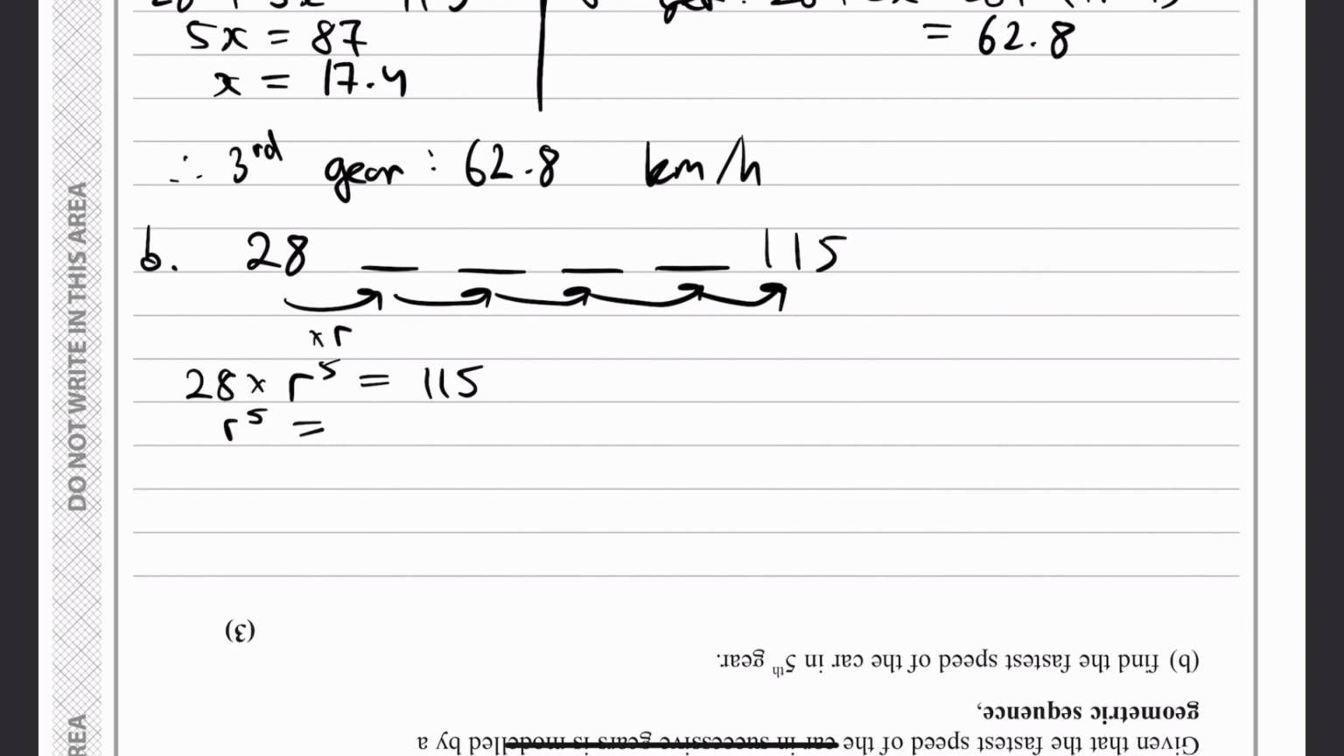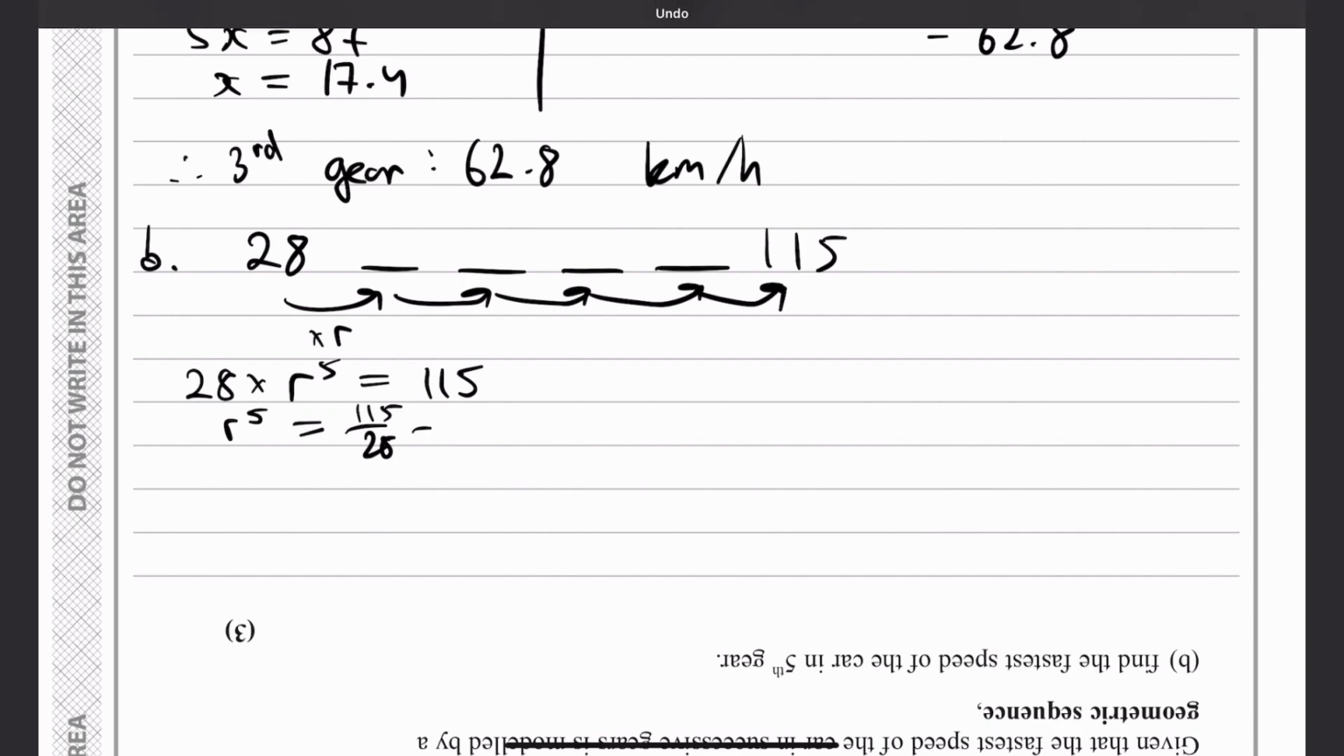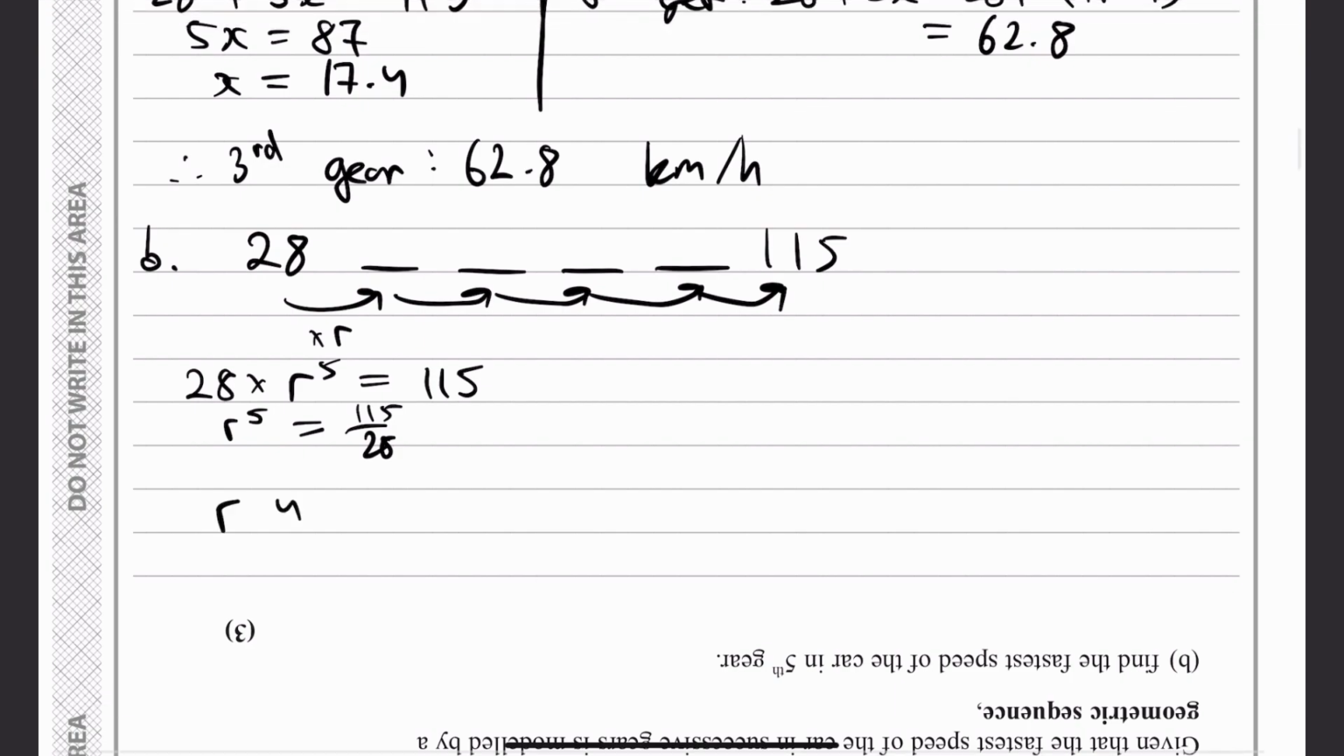So we can just solve for r now. It's just going to be 115 over 28, which is, okay, I'm just not going to simplify that because that's a weird number. So we get r is approximately equal to the 5th root of that, which I'm just going to put into my calculator. 5th root of that is going to give me about 1.3265.